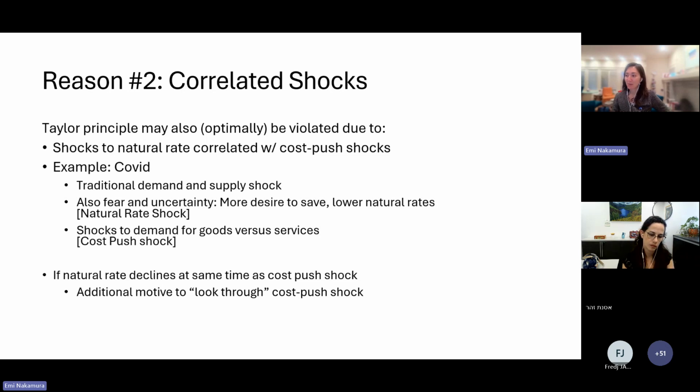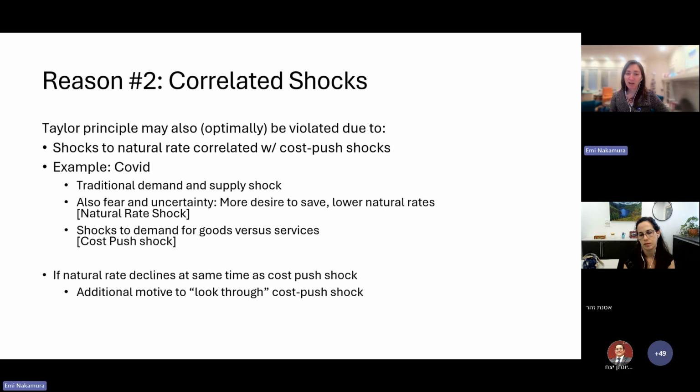And this is something that can imply deviations from the Taylor principle. It's very intuitive. If the natural rate declines at the same time that you have a cost push shock, and I think it's something that's plausible for the COVID episode, then this can lead the central bank to optimally not want to raise interest rates as aggressively. So intuitively, the central bank is trying to track the natural rate. If the natural rate falls at the same time that there's this cost push shock, then naturally that means that the central bank doesn't want to raise interest rates as aggressively.